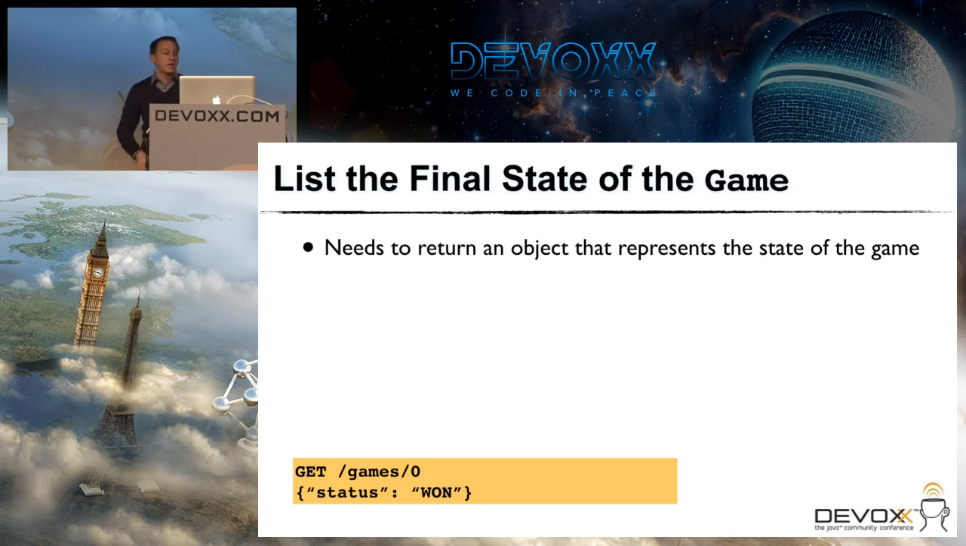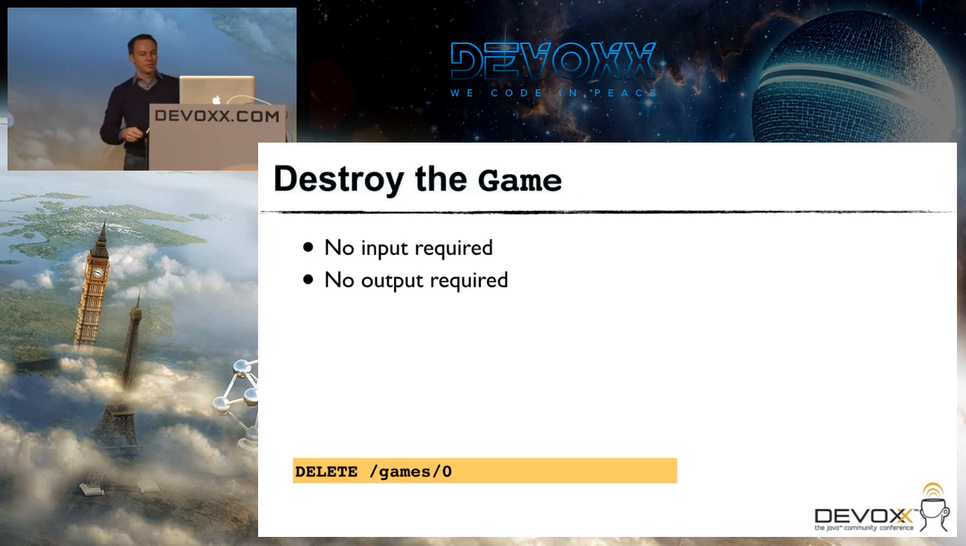List the final state of the game. We need another getter, and it's going to give us a status of won or lost, obviously. If we've lost that, pretty simple, straightforward get. And then we destroy the game. No input required, no output required. And so we'll just call delete on that. So everybody kind of has an idea of how this game is supposed to be played, right?